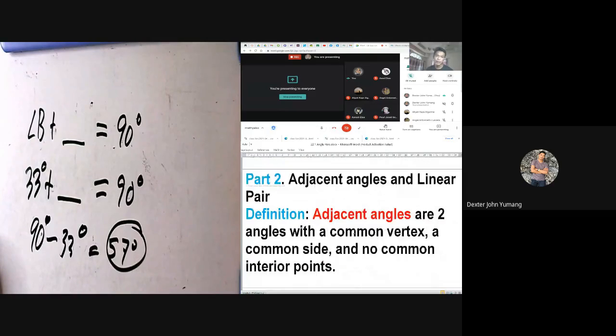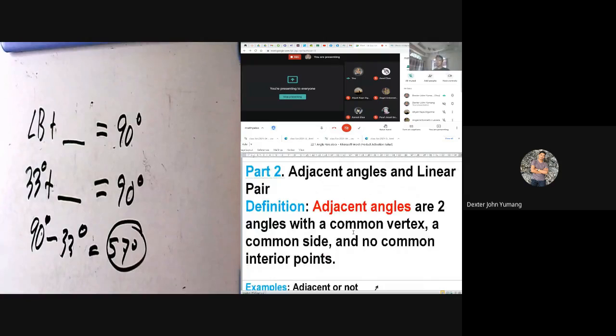The adjacent angles in the linear pair. So part 2, part 1 kanina, complementary and supplementary angles. So we talk now about adjacent angles and linear pair. This is read as adjacent. Minsan po, pwede siyang basahin na adjacent or adjacent, pero mas maganda siyang adjacent na lang.